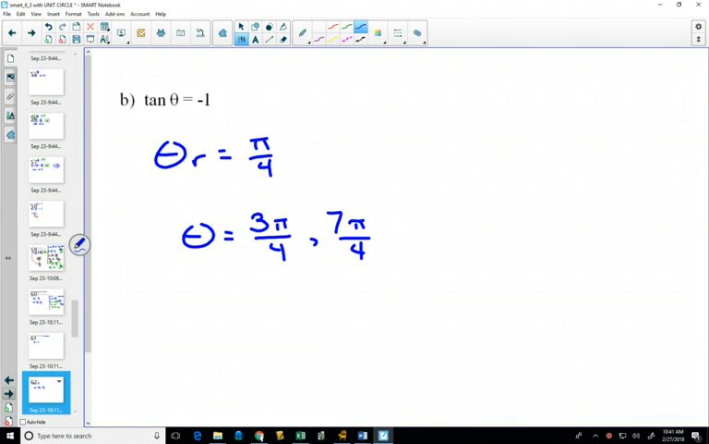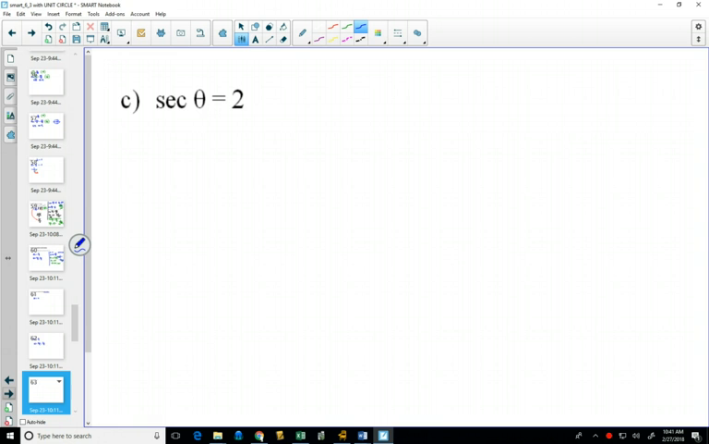Ooh, I like this pi. Doesn't it look pretty? These ones not. Okay. Secant of theta equals 2. I feel like writing pretty. There we go.